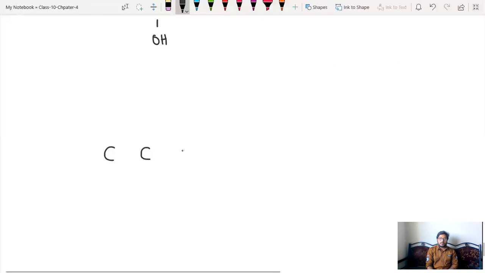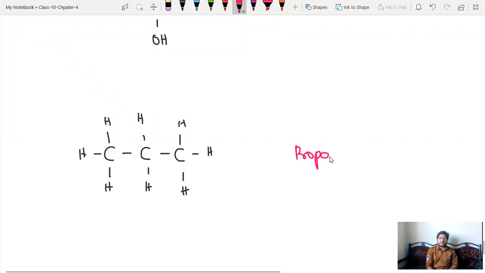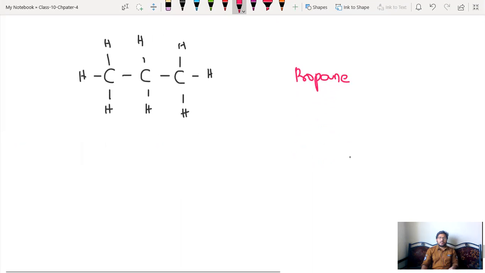1, 2, 3 carbons. In between carbons, single bond. All carbons will satisfy 4 valencies. And if I draw hydrogens near the single bonds, what would be the name of this carbon compound? Meth, eth, prop. So it is prop, all single bonds, an, no functional group, E. If there is no functional group, it is propane. If there is a functional group, we have to remove E.